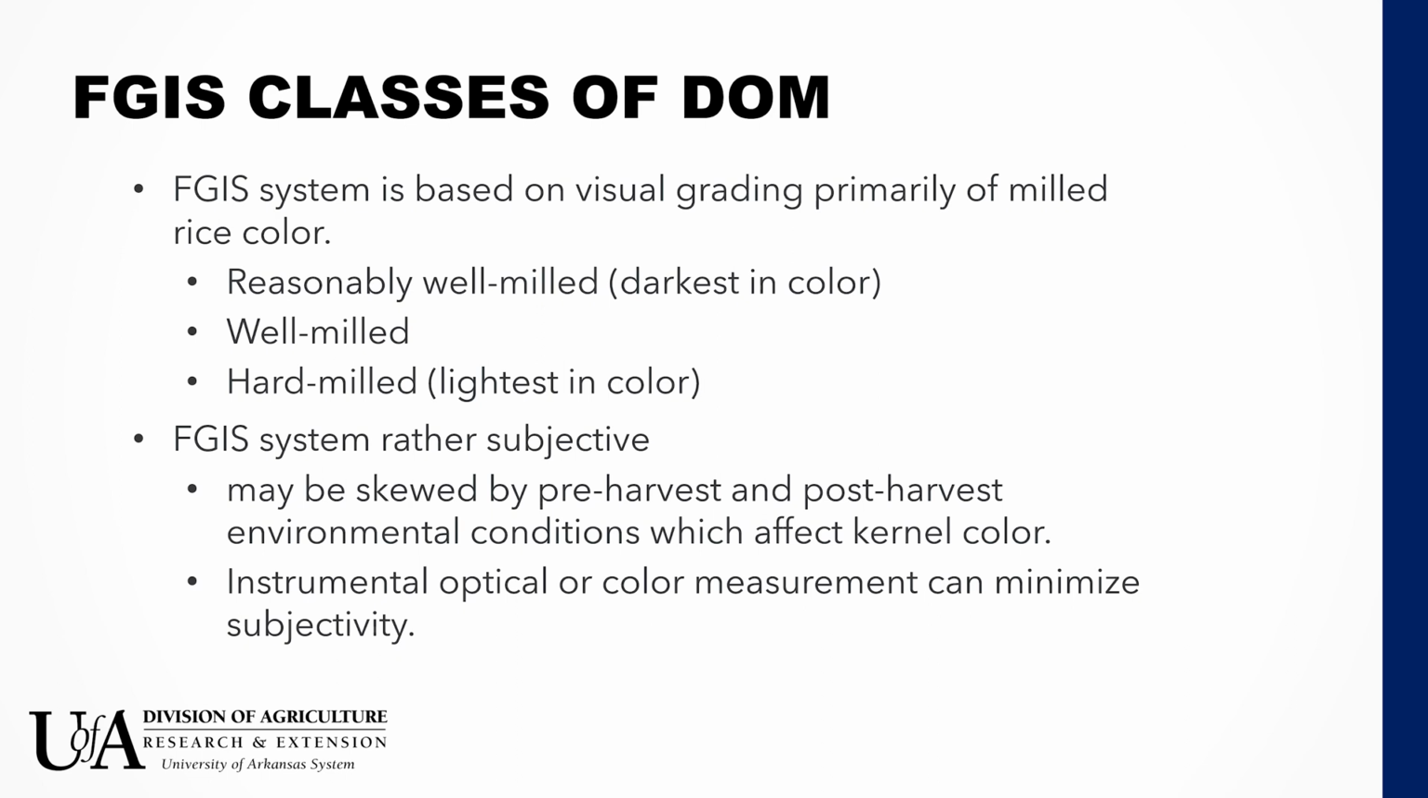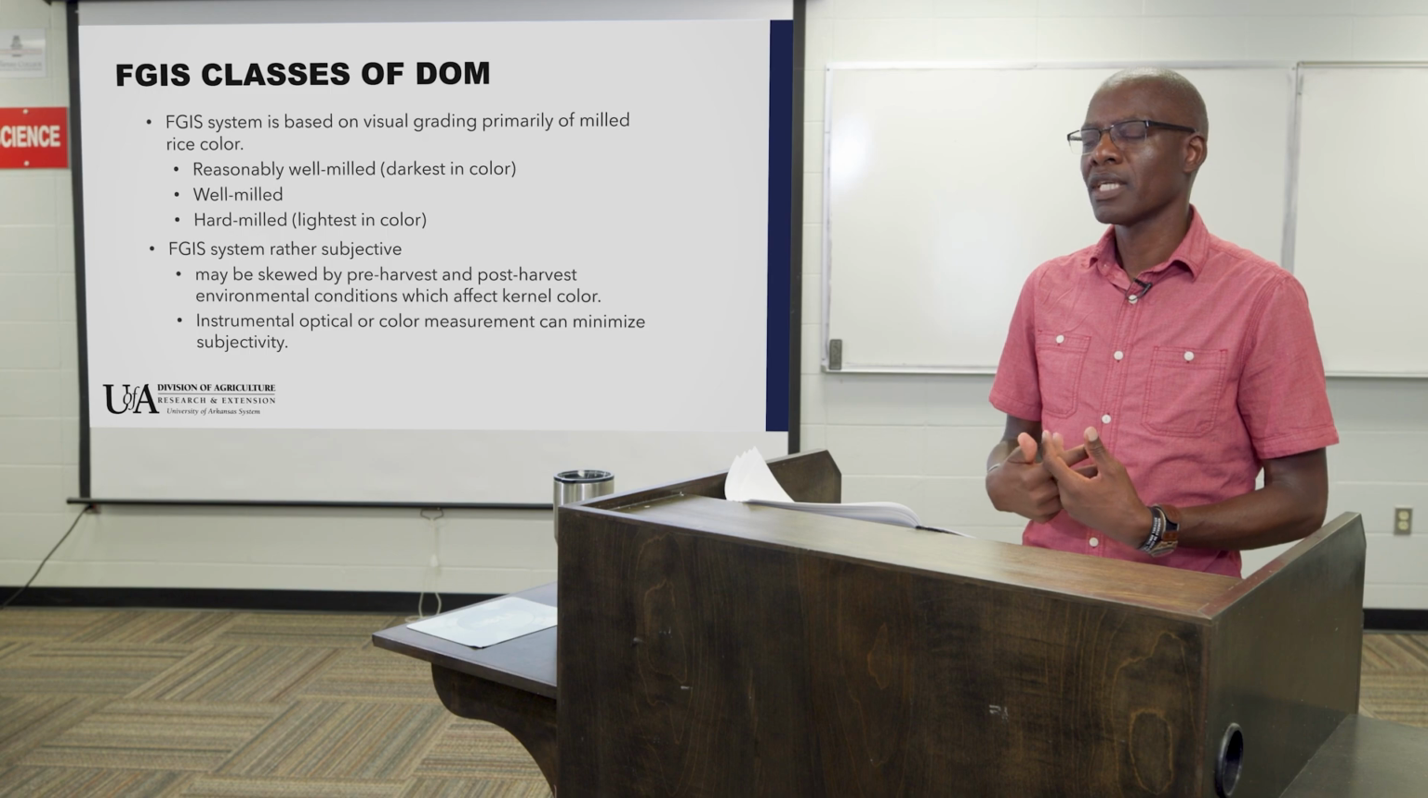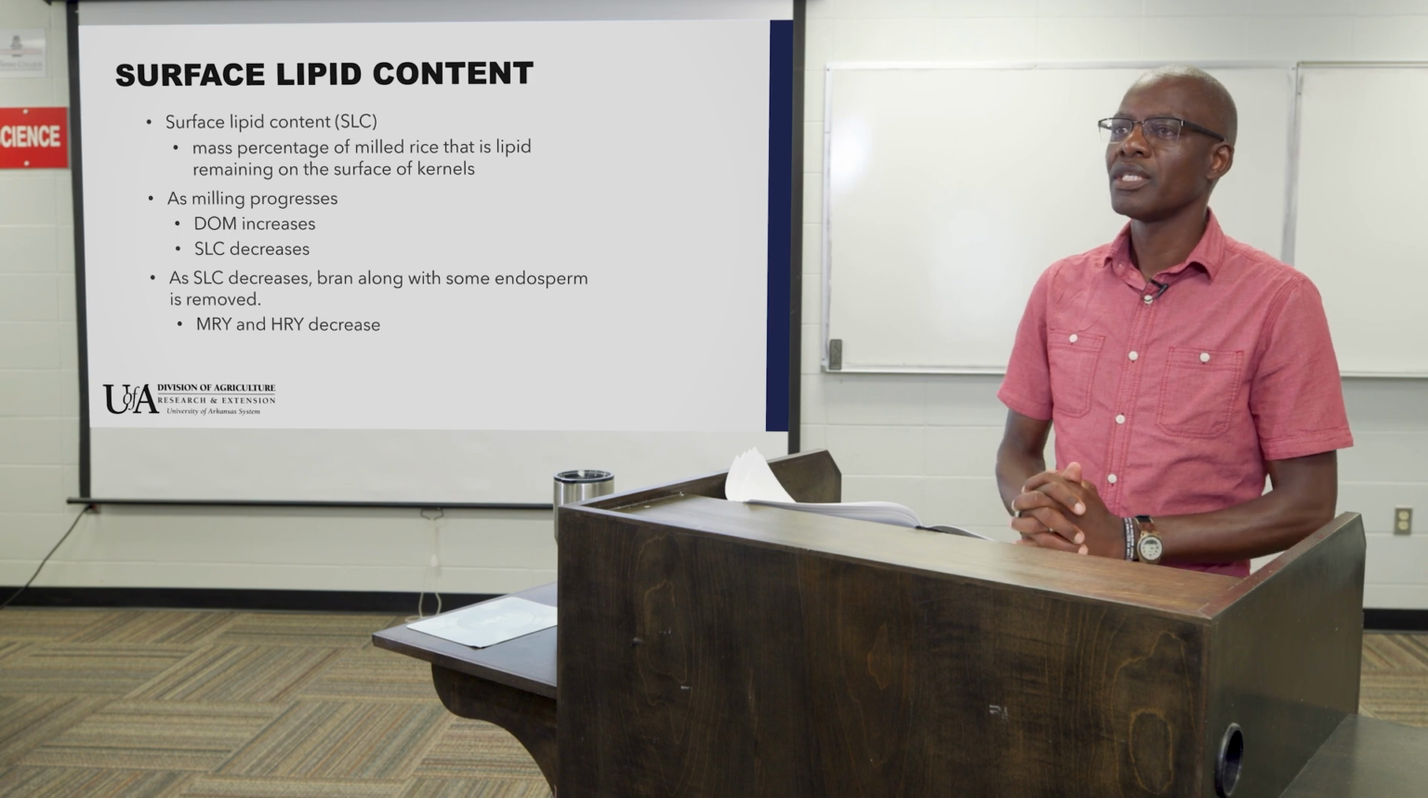Now, the FGIS system, as you can notice, is rather subjective, and may be skewed by pre-harvest and post-harvest environmental conditions, which affect the kernel color. For example, if that kernel had discolored, or if it had gone through some disease, or was just generally affected by any processing procedures, then you would expect that color not necessarily to reflect the degree of milling. And so to be able to minimize this kind of subjectivity, there's a need to have some measurements using optical or color metering devices. So let's look at surface lipid content a little bit more in detail here.